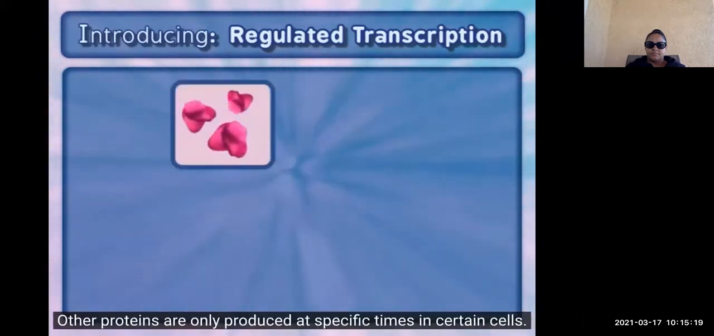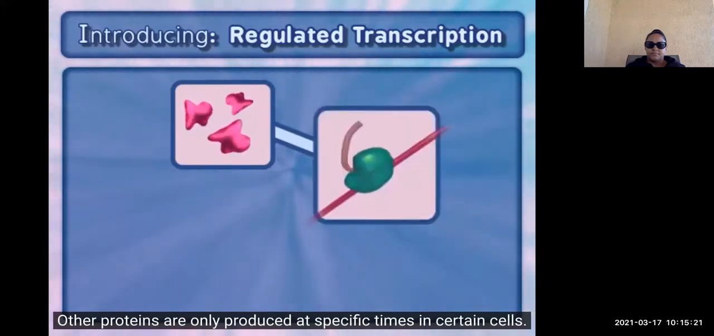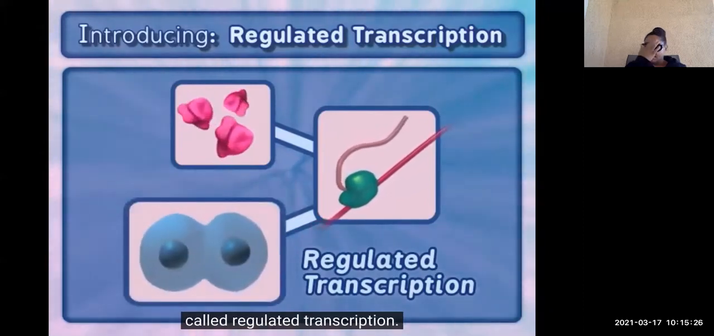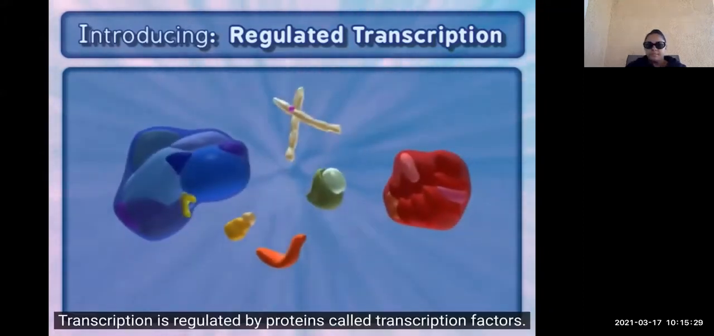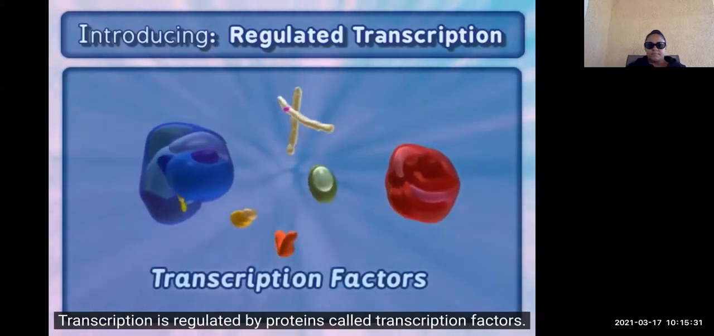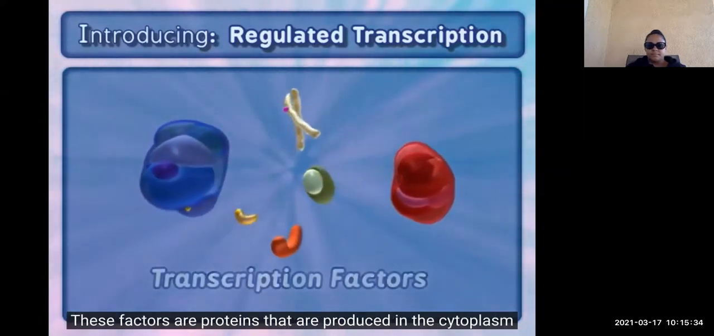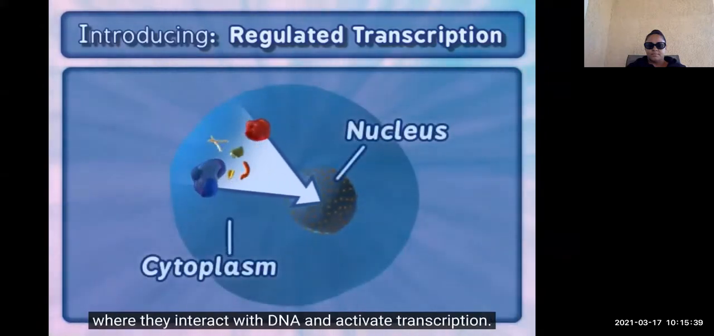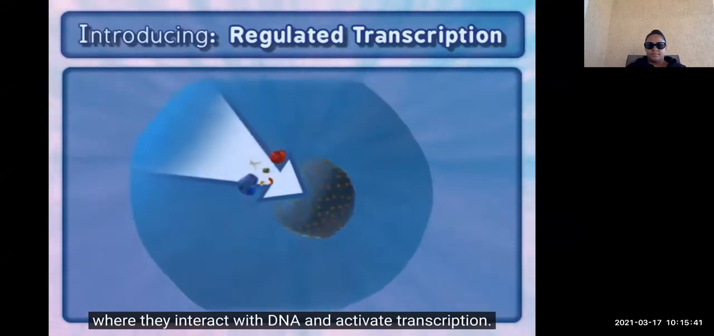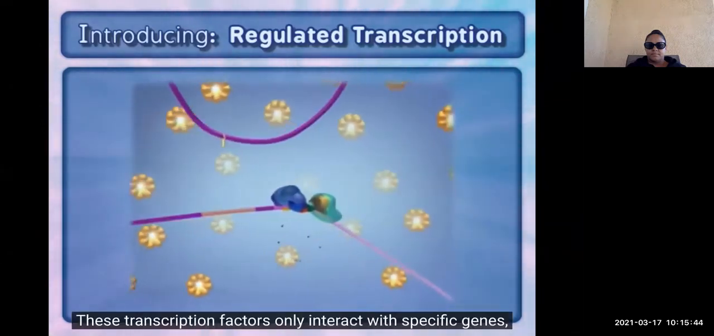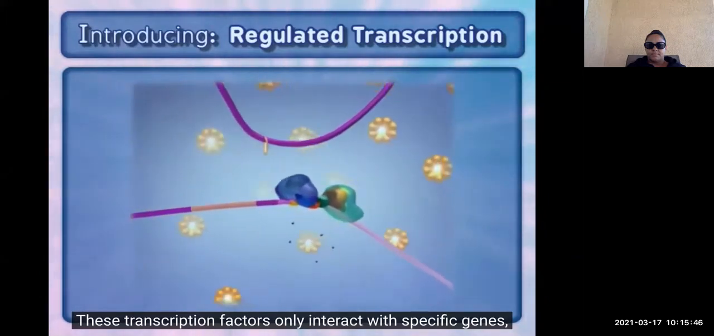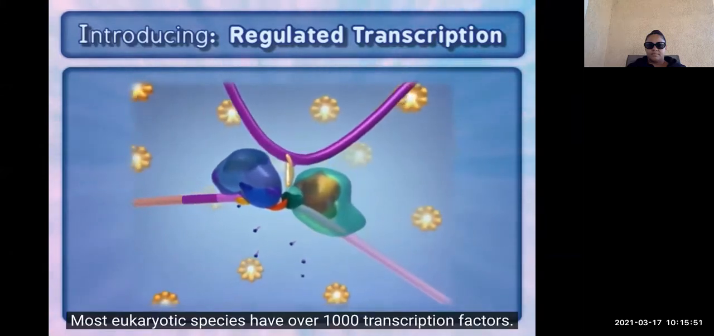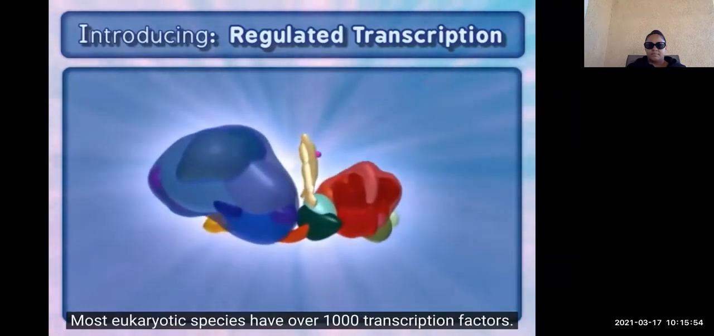Other proteins are only produced at specific times in certain cells. In these cells, genes undergo a process called regulated transcription. Transcription is regulated by proteins called transcription factors. These factors are proteins that are produced in the cytoplasm and eventually migrate into the nucleus, where they interact with DNA and activate transcription. These transcription factors only interact with specific genes, those genes whose transcription they control. Most eukaryotic species have over 1,000 transcription factors.